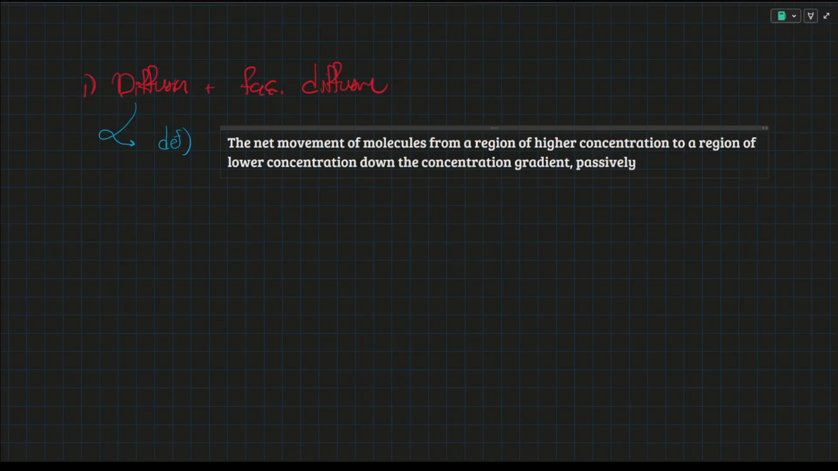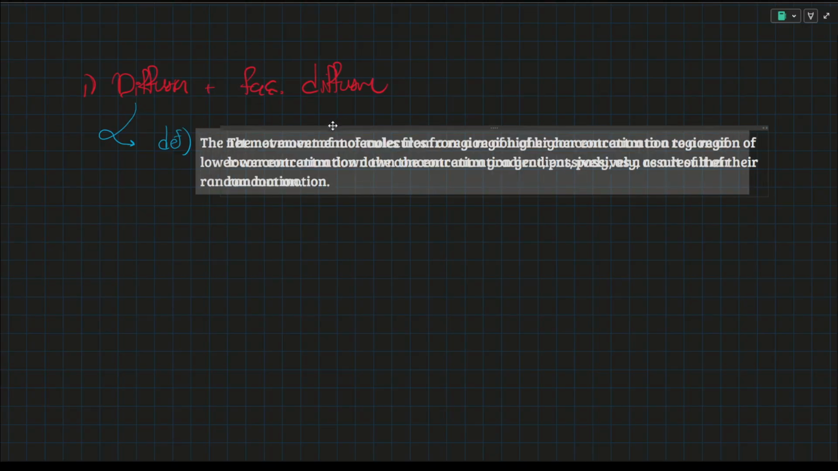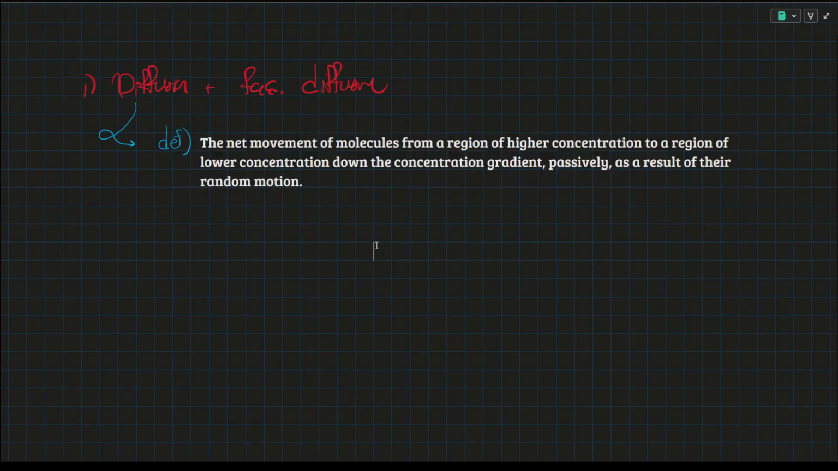passively. What do you mean by passively? Passively means we're not going to be using any form of energy. Passively as a result of the random motion. There are no specific driving forces for diffusion. There are no specific laws that are going to govern diffusion. It's just a result of the random motion of the particles that are present.